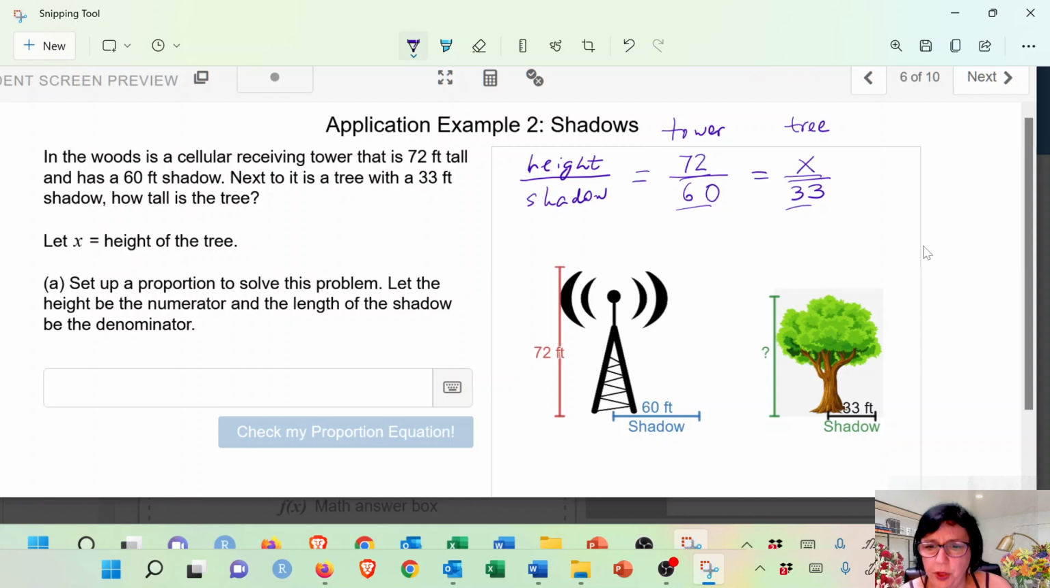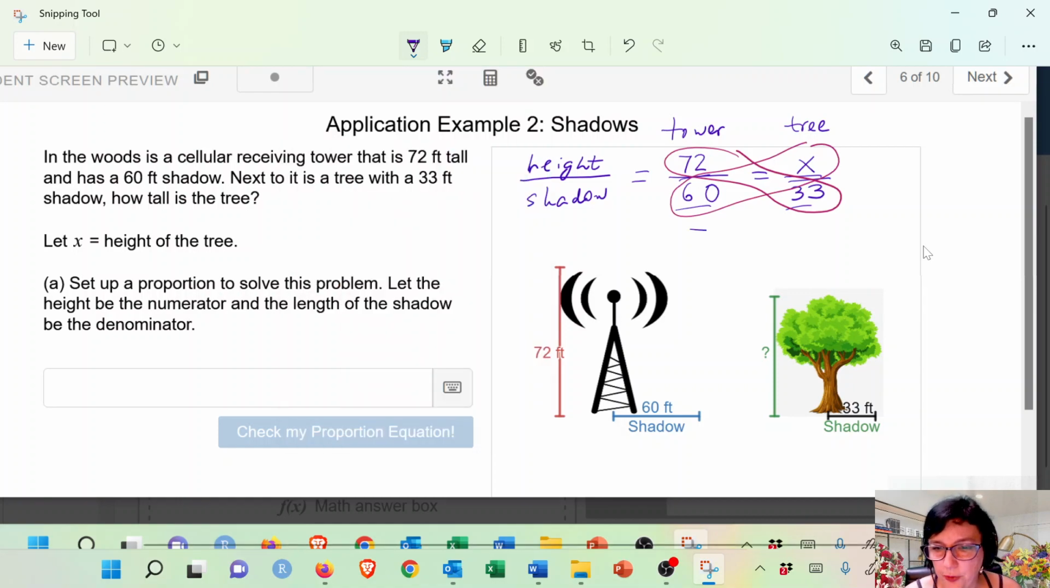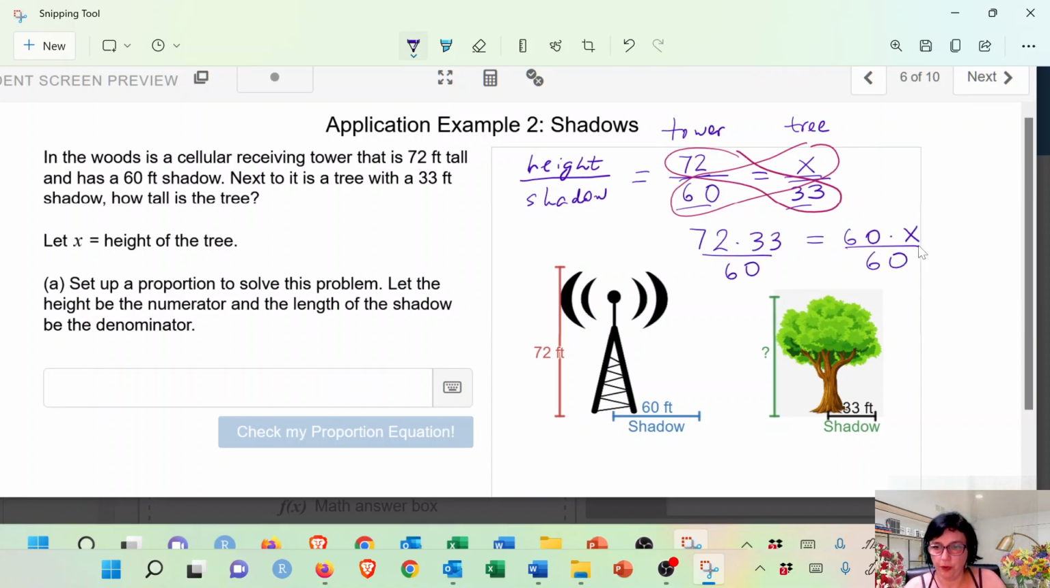In order to solve it, you're just going to cross multiply. Remember how we cross multiply? We multiply like this, and then multiply like that, and then make them equal each other. So if I take 72 multiplied by 33, that should be equal to 60 multiplied by x. Now I will divide both sides by 60, and that's how I will solve for the height of the tree. So this computation is what I need.